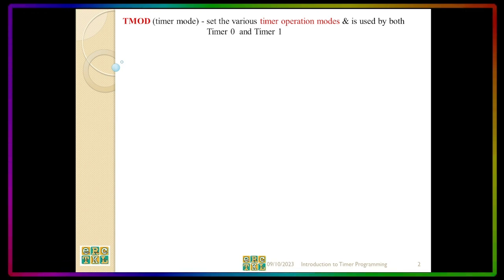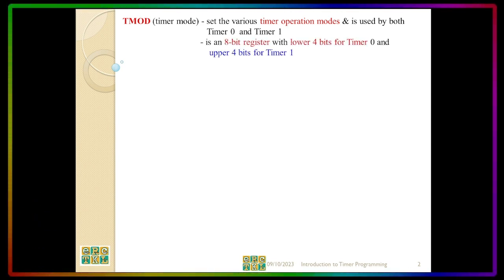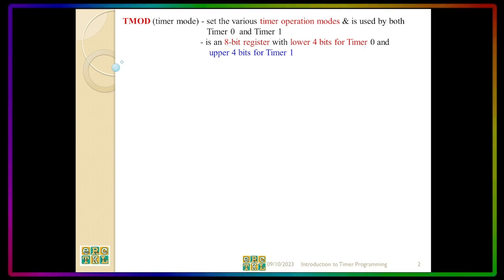Now, we have TMOD, or timer mode. It sets the various timer operation modes and is used by both timer 0 and timer 1. So with the use of TMOD, we can tell which timer we will be using or which mode we will be using in our program. TMOD is an 8-bit register: 4 bits belong to timer 0 and the other 4 bits belong to timer 1. The lower 4 bits are for timer 0 and the upper 4 bits are for timer 1.